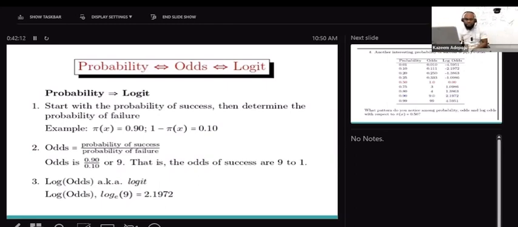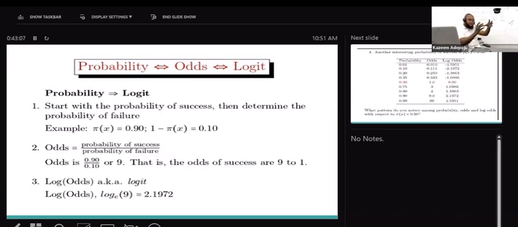But let me quickly explain. With logistic regression, you've heard about odds and probability. What is the relationship between the probability and odds? For instance, if I start with the probability of success, I can determine the probability of failure. Success and failure are mutually exclusive and constitute the sample space; one complements the other, so their probabilities should sum to one. When pi of s, the probability of success, is 0.9, the probability of failure is 1 minus that, which is 0.10.